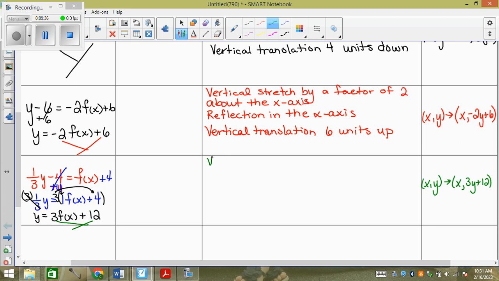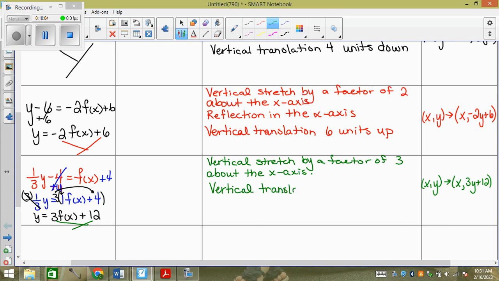And I have a vertical stretch by a factor of 3 about the x-axis. Do I have a reflection? Is there any reflection? No, because there's no negative, right? And then I have a vertical translation 12 units up.